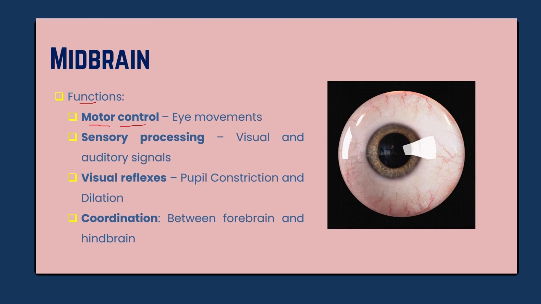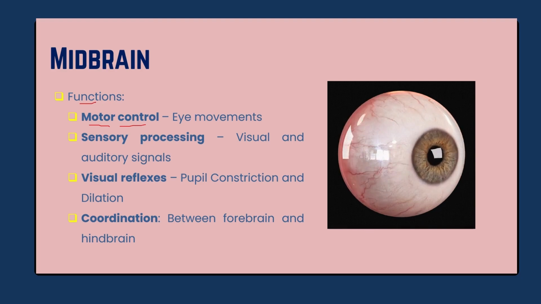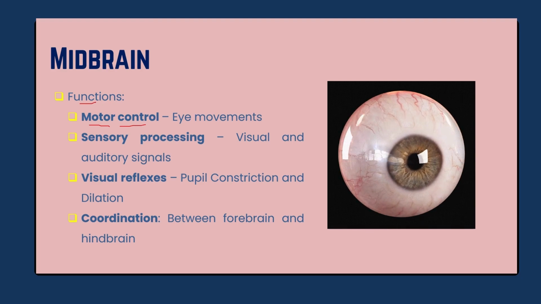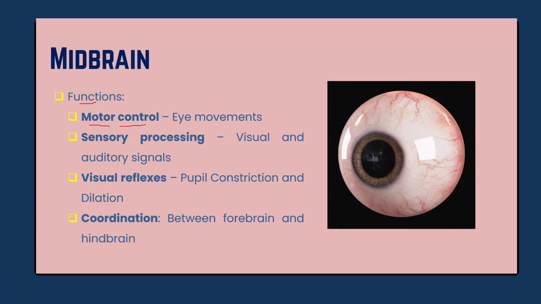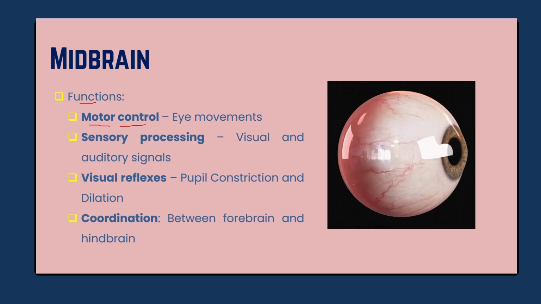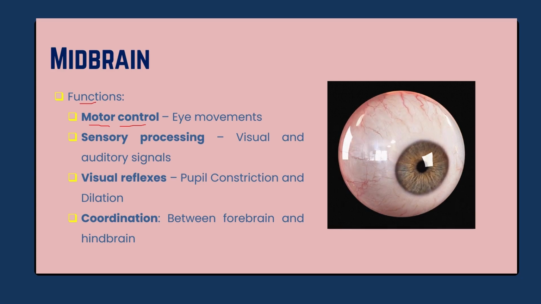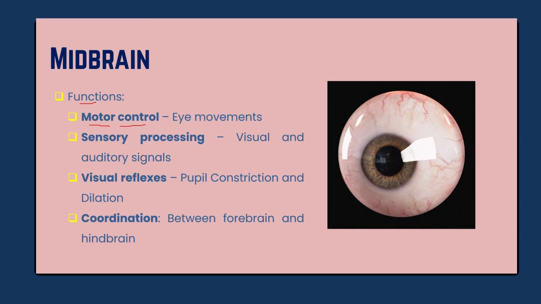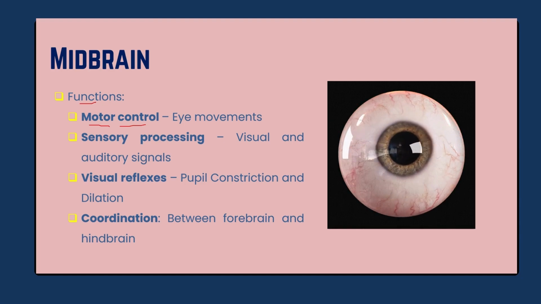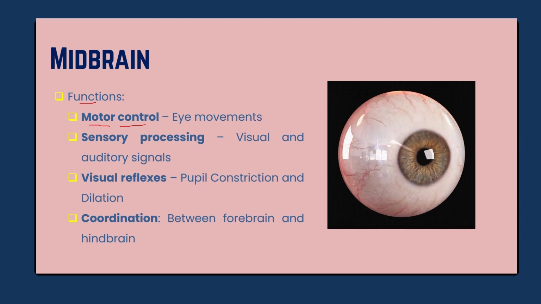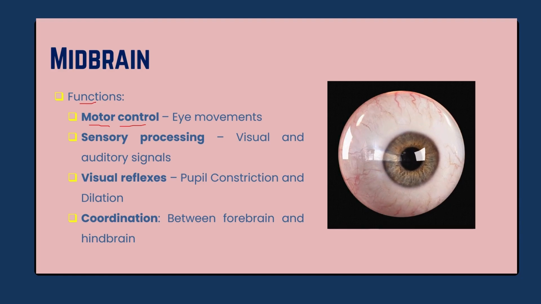So the midbrain now sends the signals to your eyes, tells it to, okay, now you need to look up, and then your eyes move up, you see what exactly flew. Based on that, your brain is able to decide, okay, this is safe or it's not safe, right? So this is the motor control function of the midbrain.